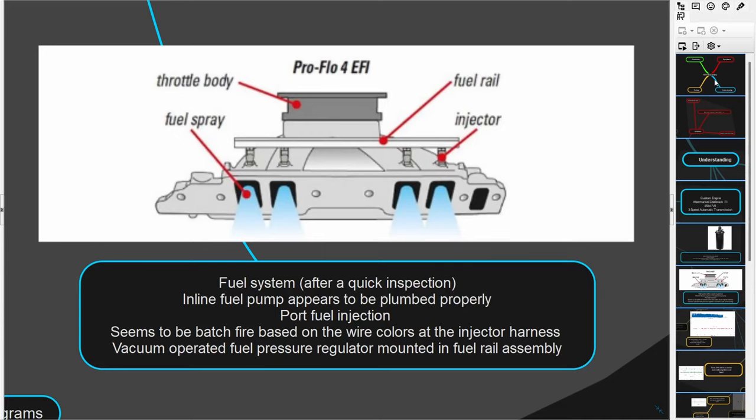This seems to be a batch fire based on the wire colors of the injector harness. It had the same power feed for all the injectors, and then actually two different color control wires, so it's safe to assume that was batch fire, where it would fire four injectors and then the other four. It does have a vacuum-operated fuel pressure regulator, like you would normally see on a factory GM fuel system or return-style fuel system. It's mounted right on the fuel rail assembly.